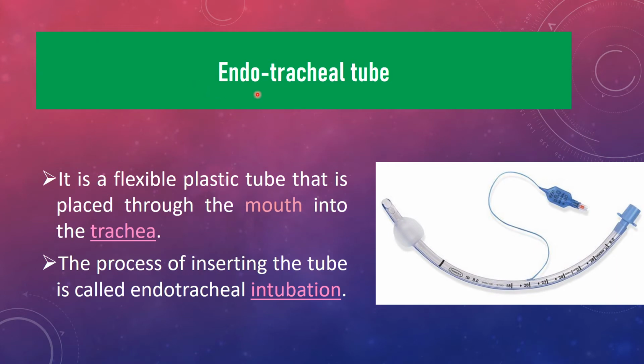So the endotracheal tube is a flexible plastic tube that is placed through the mouth into the trachea. It is made of plastic and transparent, so that we can see whether it is properly cleaned or blocked or not. It is placed through the mouth of the patient and into the trachea. The trachea is the windpipe, so it is placed in the windpipe for the exchange of air.